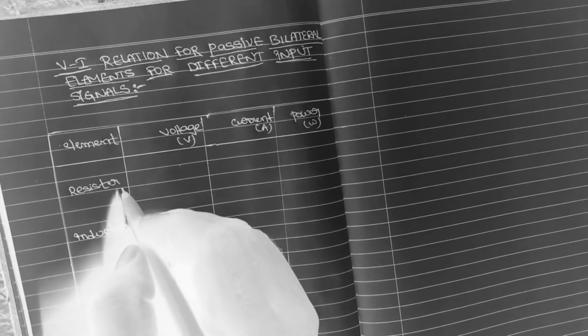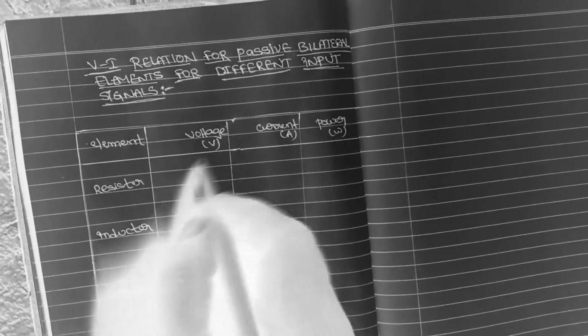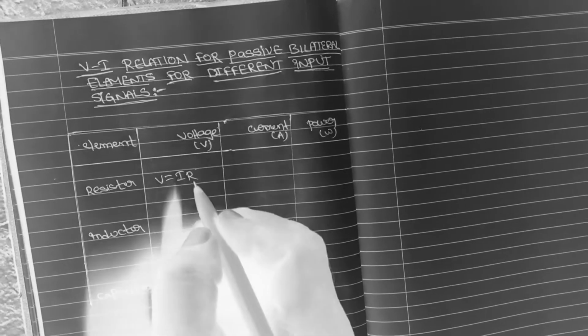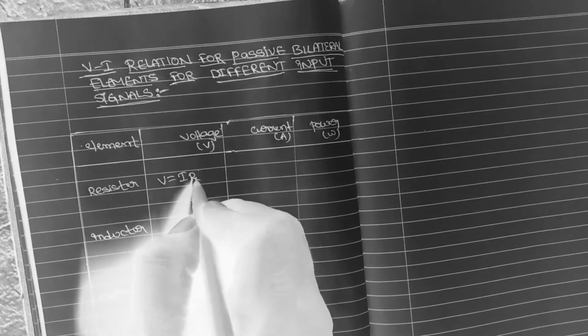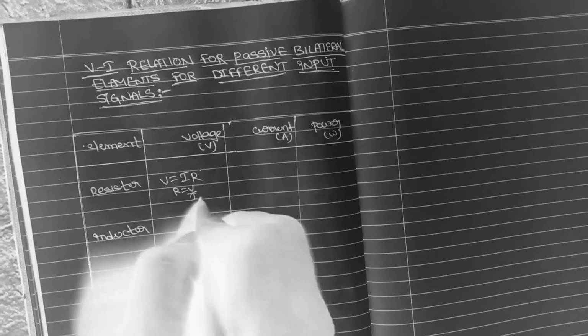Now we have to see this. If we go for the resistance, according to Ohm's law, how can we represent it? V is equal to IR. From this we can represent R is equal to V by I. Why? Because here we only need the voltage, so that's why we represent it like this. V is equal to IR.